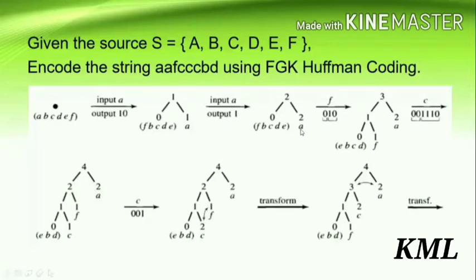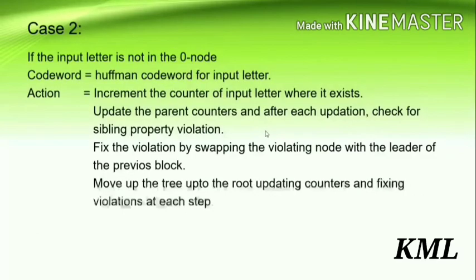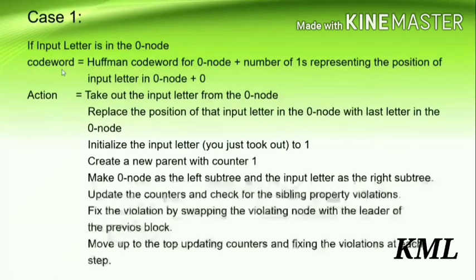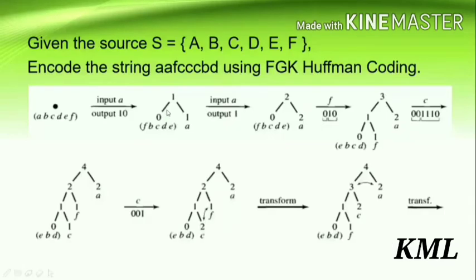Okay, so next let's see the next input. We have an F here. So check if F is in the 0 node or not. So F is in the 0 node. Okay, so first condition, see here, if the input letter is in the 0 node. So how do you write the code word? Huffman code word for the 0 node plus number of ones representing the position of the input letter in the 0 node plus 0. So what is the Huffman code word for F?